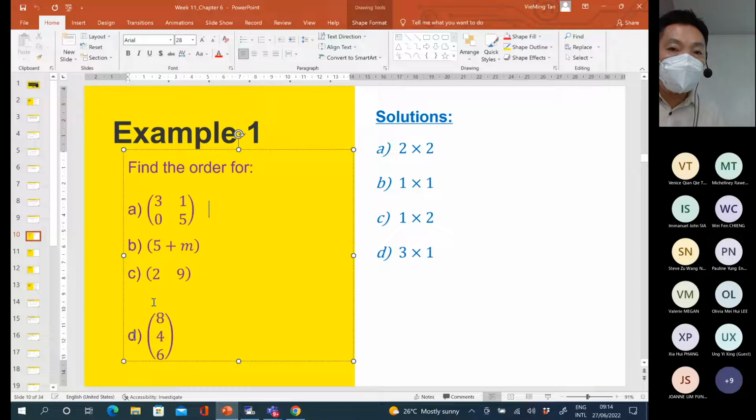Okay, C. For C, there are 2 elements, and both are in the same row, the first row. So the number of rows is 1 and the number of columns is 2. So it's a 1 multiplied by 2 row matrix. Okay, D. How many rows does D have? 3 rows: 1, 2, 3. And then only 1 column. So it's a 3 multiplied by 1 column matrix.